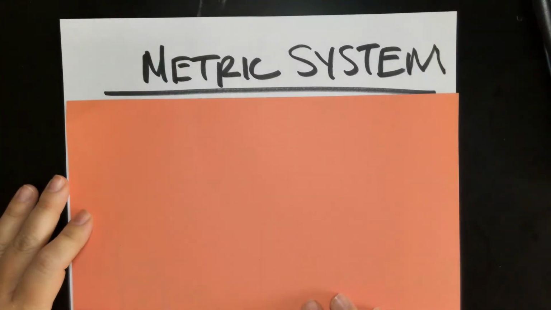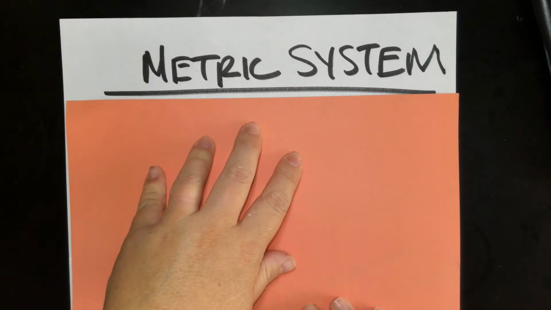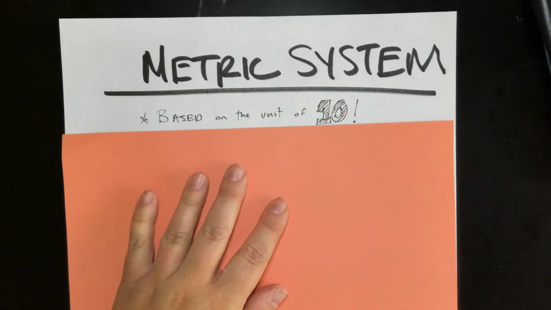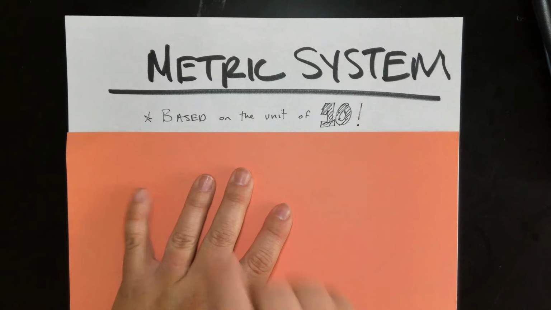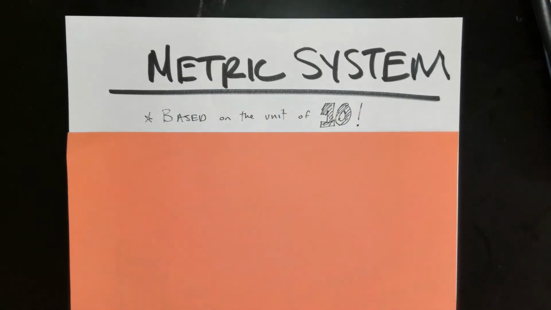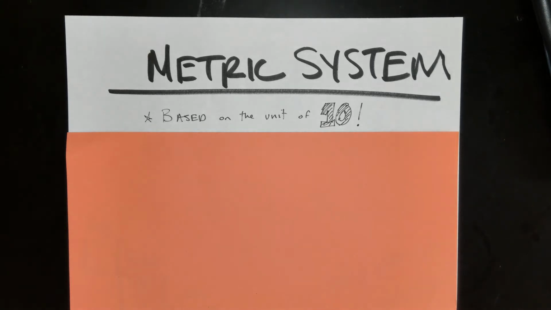So let's look now at the metric system. Okay, the metric system is widely used in every country other than the United States. Okay, it is something that is based on the unit of 10. That is why in science we favor the metric system over everything else.